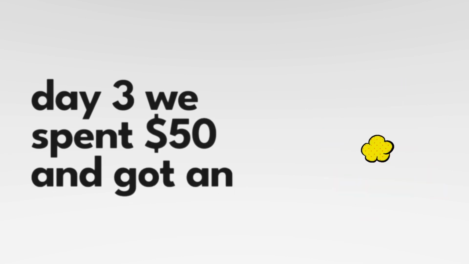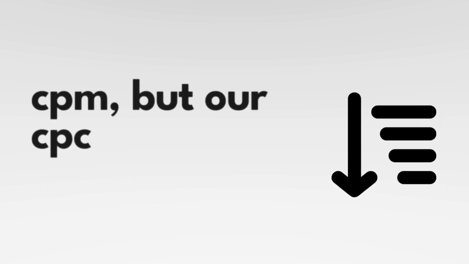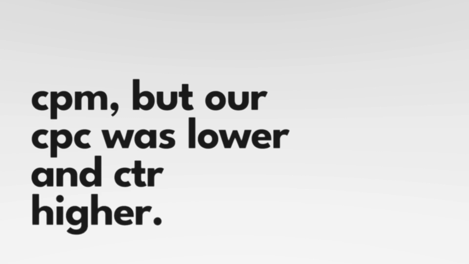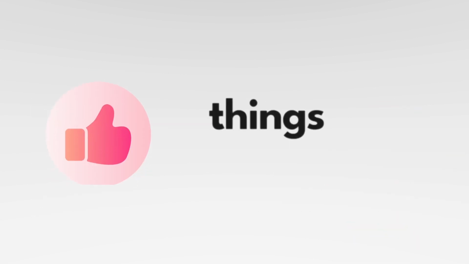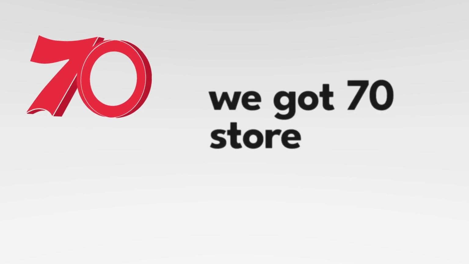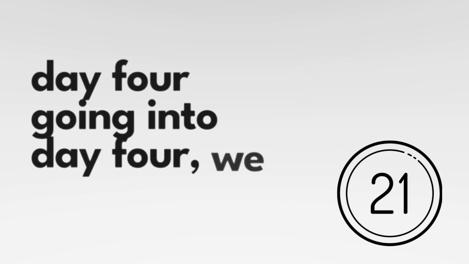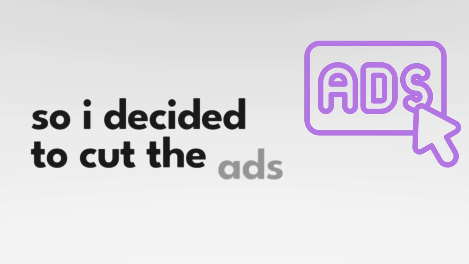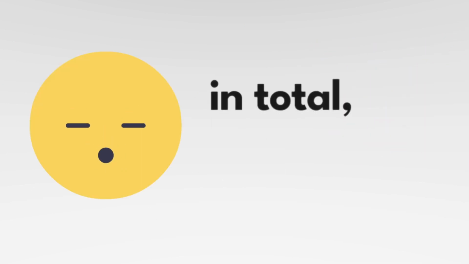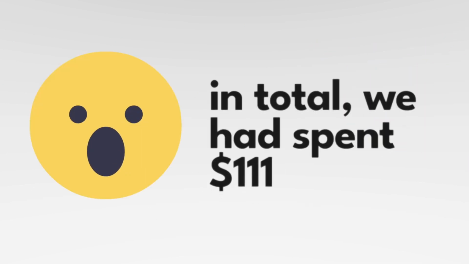Day 3. We spent $50 and got an even higher CPM, but our CPC was lower and CTR higher. But these are still very bad stats. But on the Shopify dashboard, things started to look better. We got 70 store sessions, 5 add to cart, 3 reached checkout, and 1 sale. Day 4. Going into day 4, we again got a $21 CPM, so I decided to cut the ads at $7 spent. In total, we had spent $111 to make 1 sale.